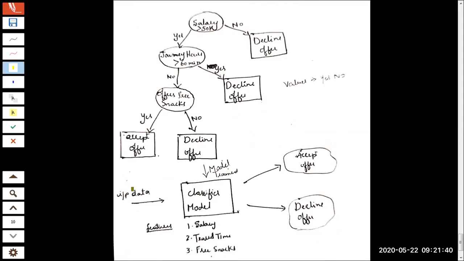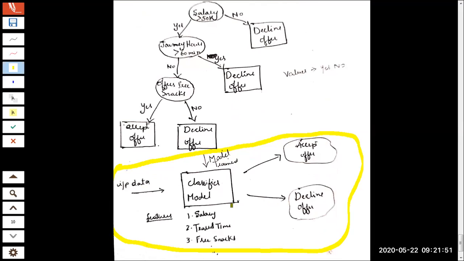Now coming to the big picture. This is the complete classifier with input and class label. This is my classifier sitting in between. We have already explored it in many examples. Our classifier will be sitting between the input data and the class.